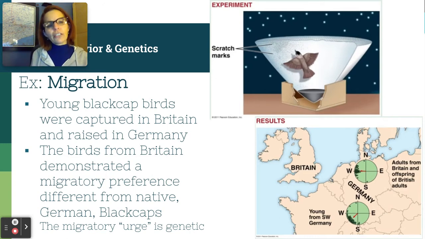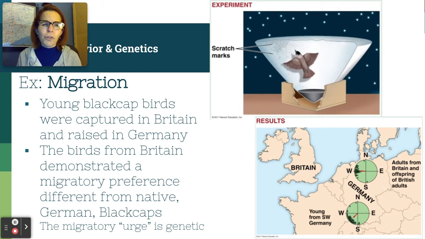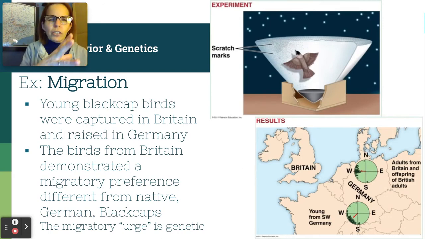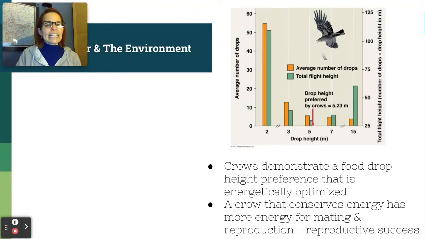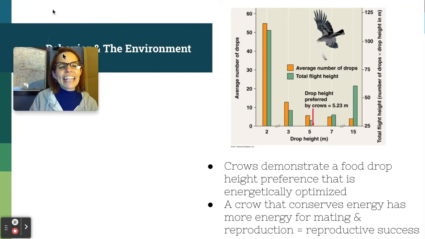So the migratory urge is genetic. This sense of I need to go this direction, I need to travel in this direction, it's genetic. And when they moved these birds to a new location, they still wanted to go the direction that they had from their homeland. Instead of sensing the North and South Pole, they have this urge to travel one direction because that part is genetic.